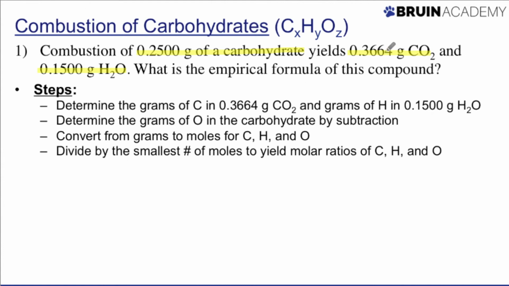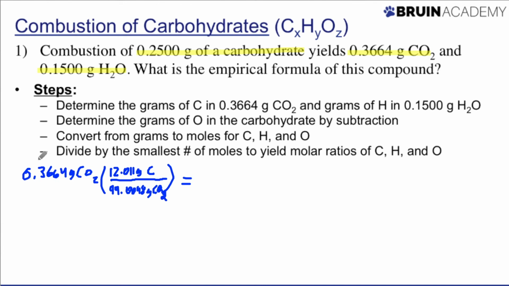So let's start by figuring out how many grams of carbon are in CO2. So I start with 0.3664 grams of CO2. And I'm going to do the same thing as before, where I multiply by that ratio. So I have 12.011 grams of carbon for every 44.0098 grams of CO2, right? Notice that my grams of CO2 are going to end up canceling.